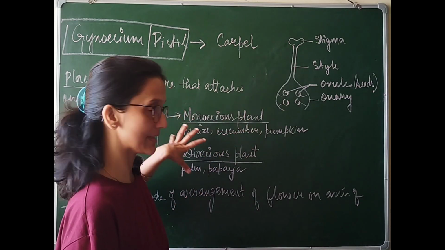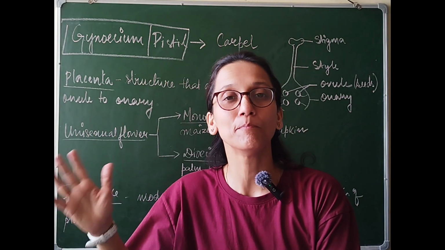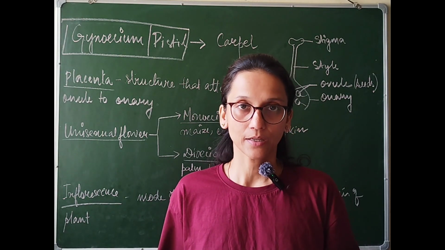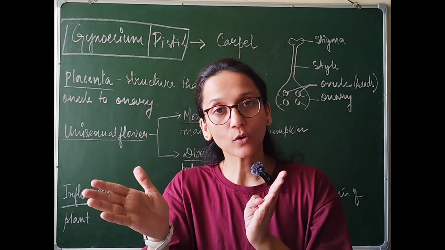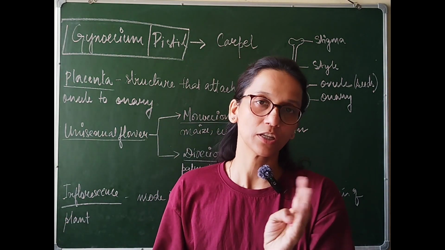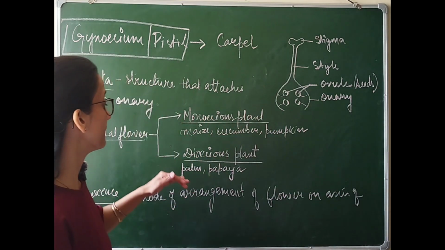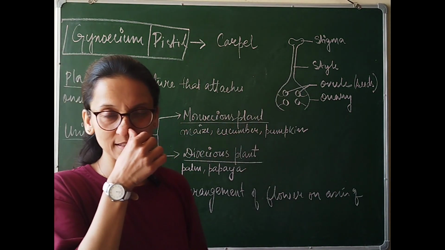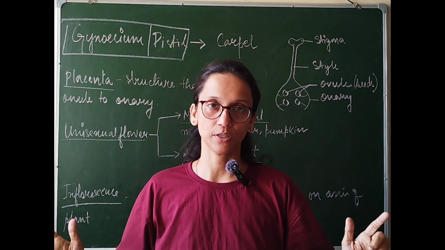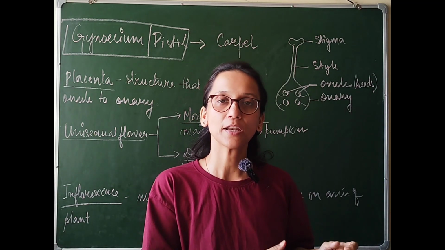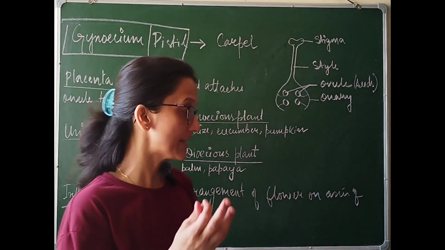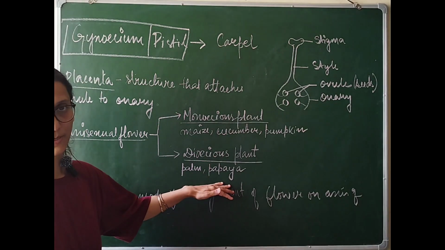So in these conditions, there will not be a separate male plant or a female plant. There will be one plant, and in that particular plant, there are going to be separate male flowers and separate female flowers. On the other hand, when we talk about dioecious plants, here there are going to be two separate plants. One plant bearing only male flowers, another plant bearing only female flowers. Examples of which are palm and papaya.